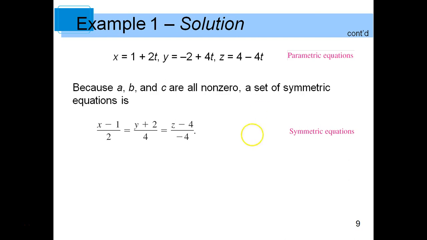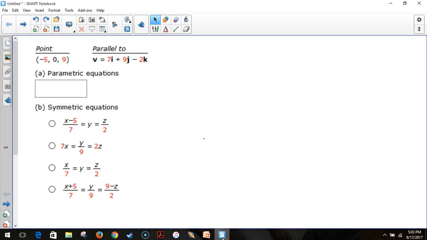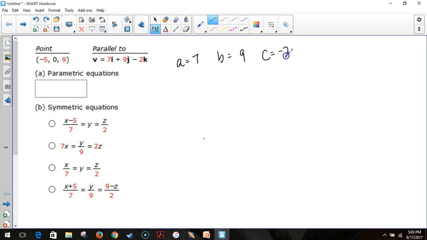Let's look at an example from WebAssign. I have the point negative 5, 0, 9, and I want to be parallel to 7, 9, negative 2. And so I have a is 7, b is 9, and c is negative 2.